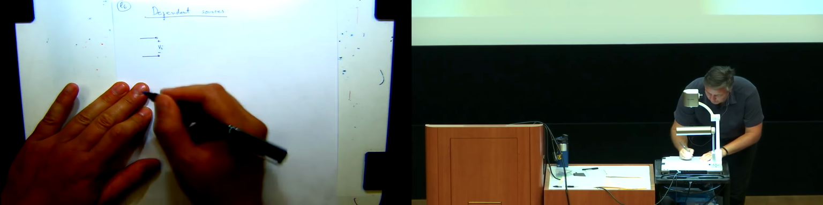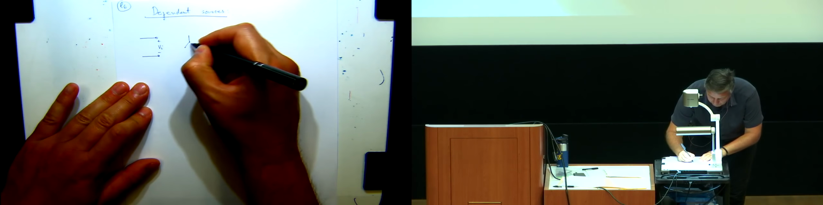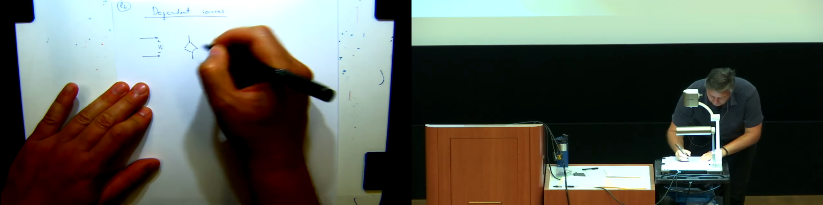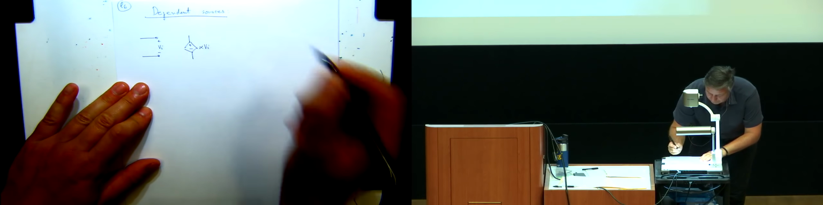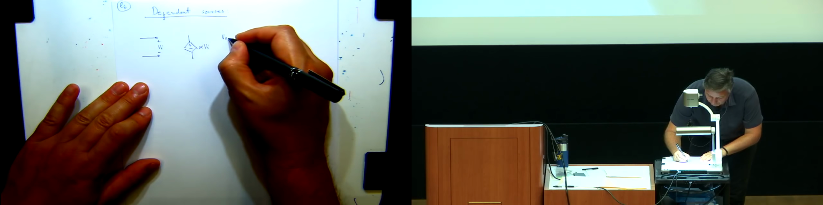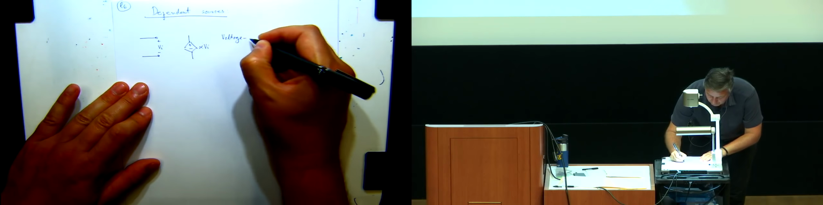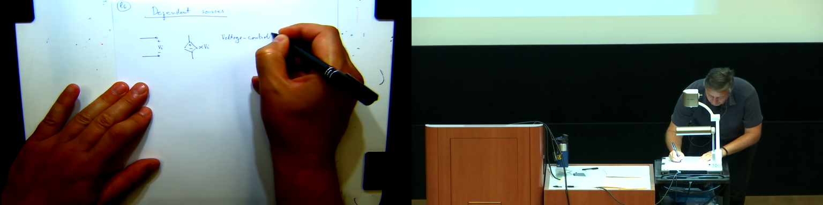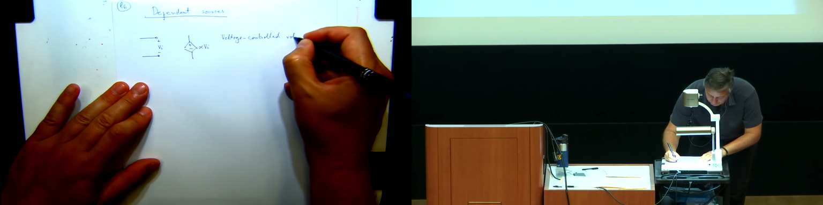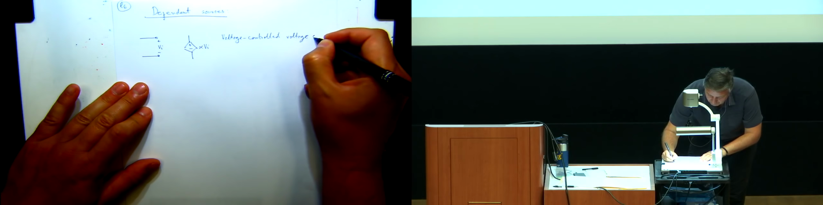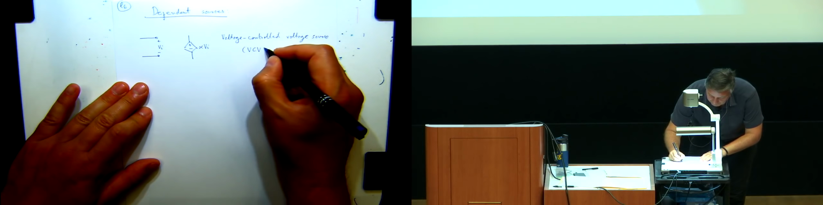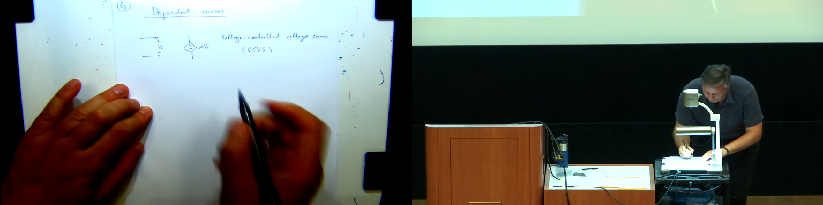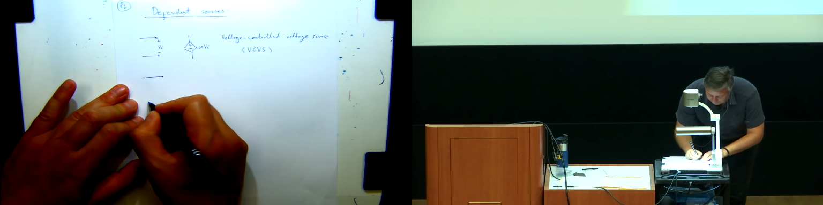So if you have a control voltage, that voltage controls this source. So this is then called voltage-controlled voltage source, or VCVS for short.